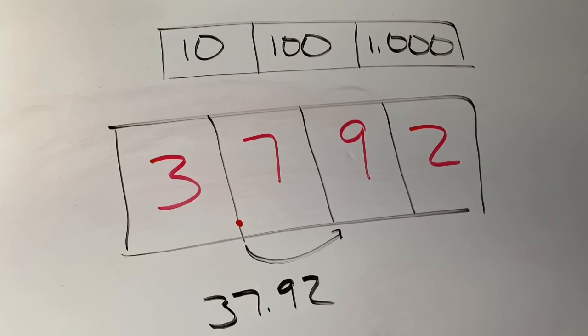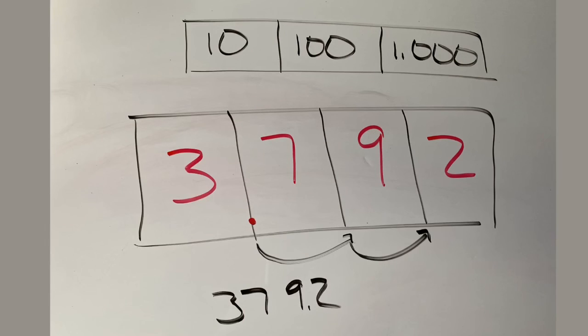When we multiply it by 10, we're not adding a 0 at the end, but instead we're switching the place values. So if we multiply this by 10, we get 37 and 92 hundredths. If we take the same number as before and multiply it by 100, we get 379 and 2/10.